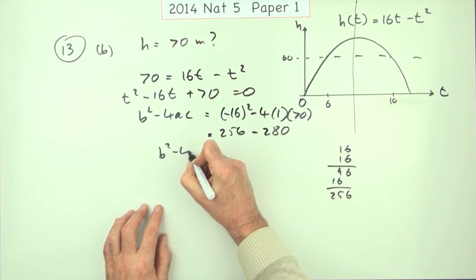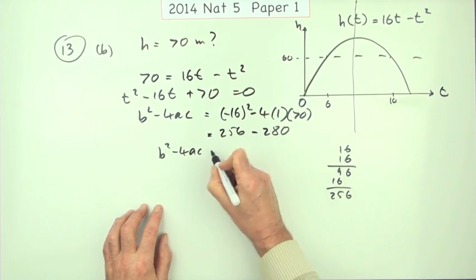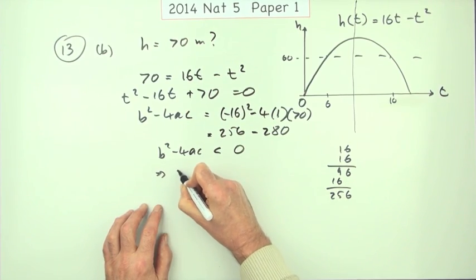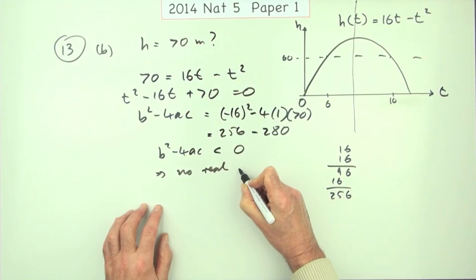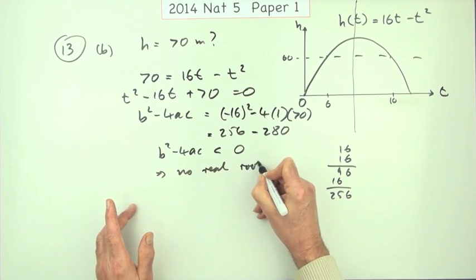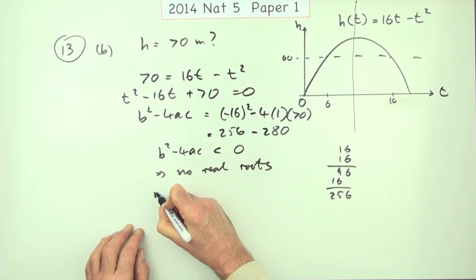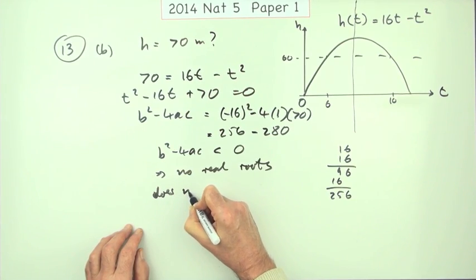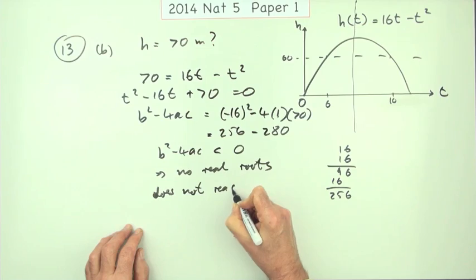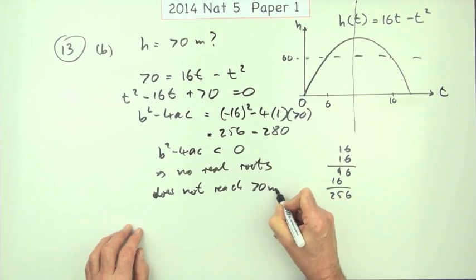So I can make this statement, b squared minus 4ac is less than 0, which means there's no real roots. Probably have to write it down in that form. For instance, it's got no real roots, which means it does not reach 70 metres.